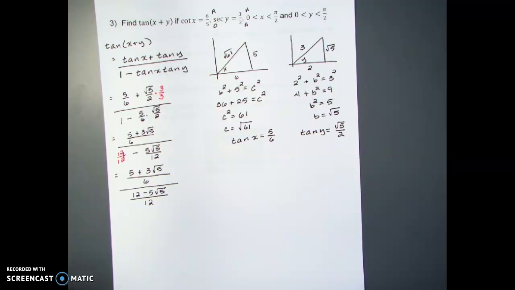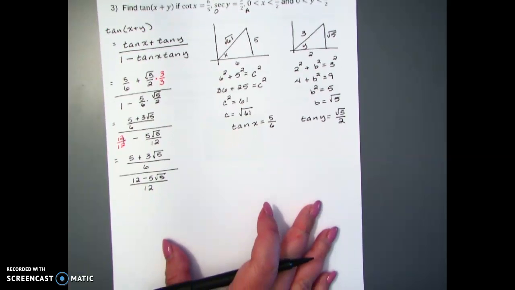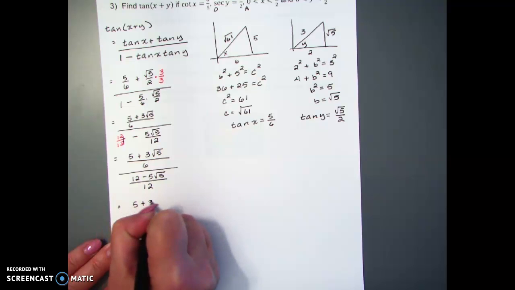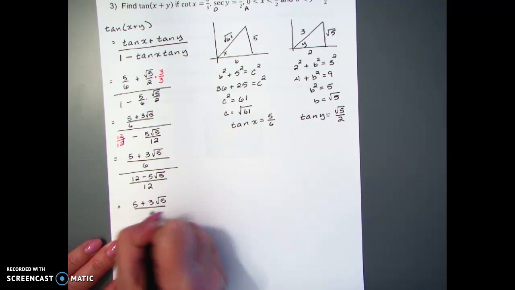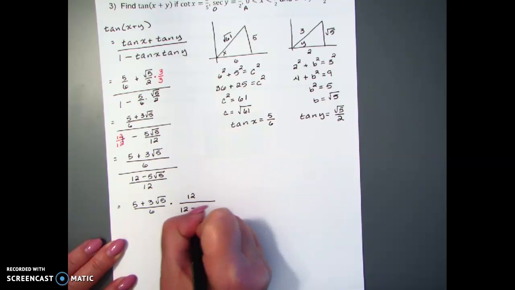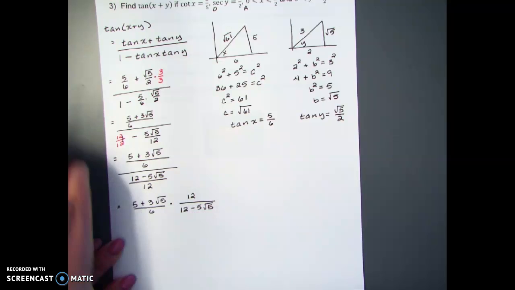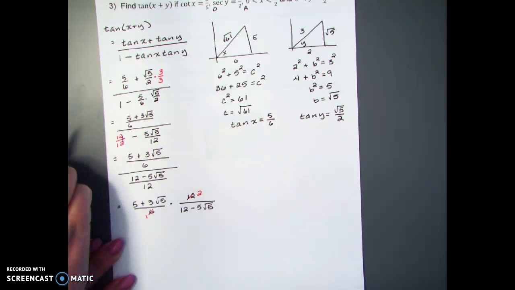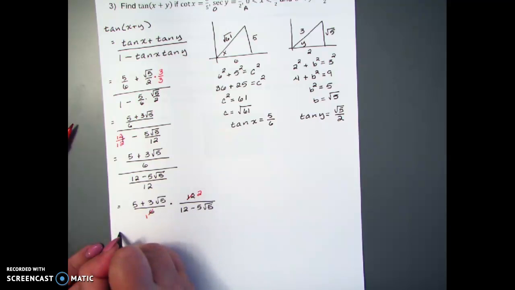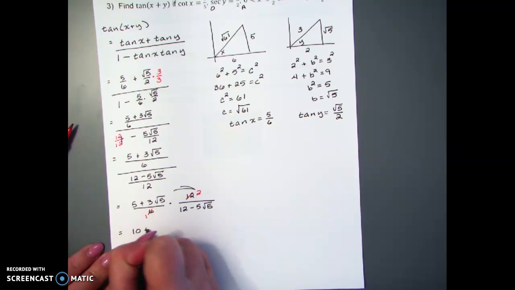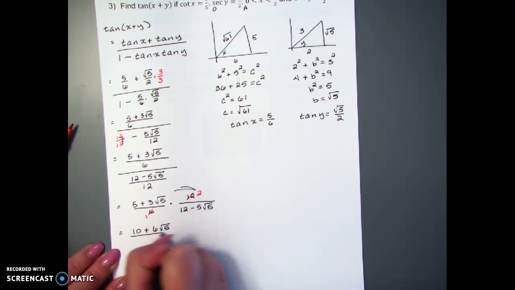All right. So now I have a fraction divided by a fraction. So we can say that the numerator, 5 plus 3 root 5, all over 6, can be multiplied by the reciprocal of the denominator, which is 12 over 12 minus 5 root 5. So we can say that 6 goes into 6 once, and 6 goes into 12 twice. And we end up with, distributing the 2, 10 plus 6 root 5 over 12 minus 5 root 5.